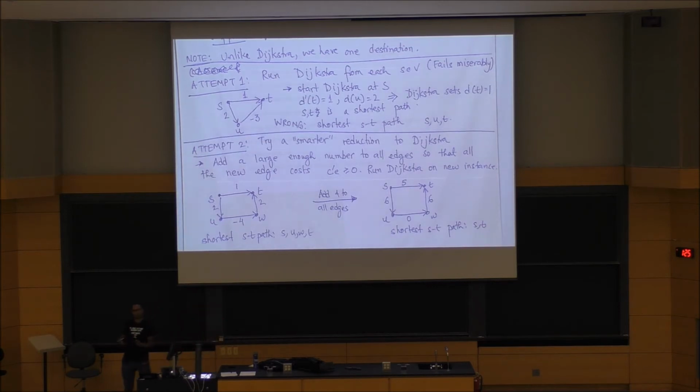So the shortest ST path in this case is just the edge from S to T. And this is not good, right? Because what we really wanted was S-U-W-T as our answer, because that's the shortest path in our original instance, which is what we're interested in. Adding this large enough positive value to all the edges basically changes the actual shortest path between them. So this won't work either. Is this clear? Are there any questions on why these two attempts of using Dijkstra do not work?